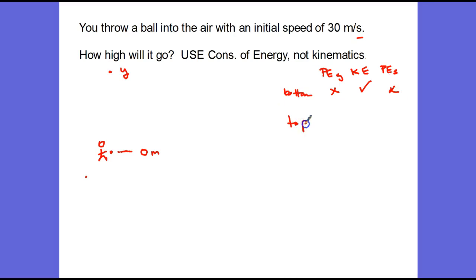At the top, do we have gravitational potential energy? Yes, we do. Do we have kinetic energy? No. We've thrown it straight into the air, and how high will it go? When it's as high as it goes, its velocity will be 0, so there won't be any kinetic energy. And there's also no spring energy. And so our equation becomes the initial kinetic energy is equal to the final gravitational potential energy. And so 1/2 mv squared equals mgy.